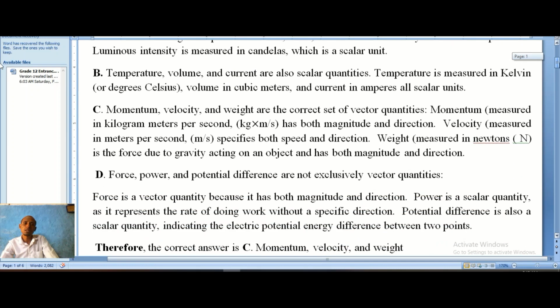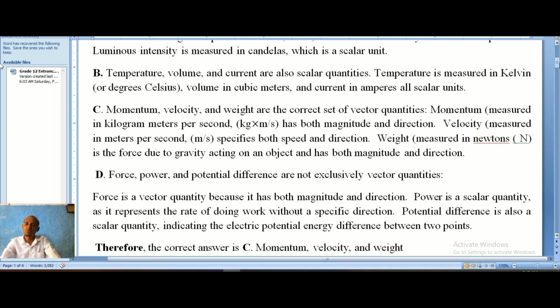All are scalar quantities. Choice C says that momentum, velocity, and weight are the correct set of vector quantities. Momentum is measured in kilogram times meter per second, and has both magnitude and direction. Velocity is measured in meter per second, specifying both speed and direction. Weight is measured in Newton, is the force due to gravity acting on the object, and has both magnitude and direction.